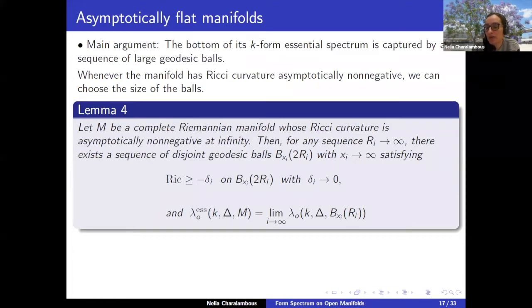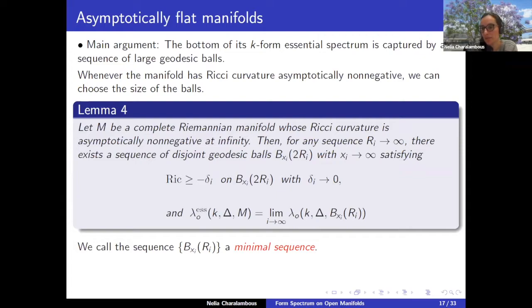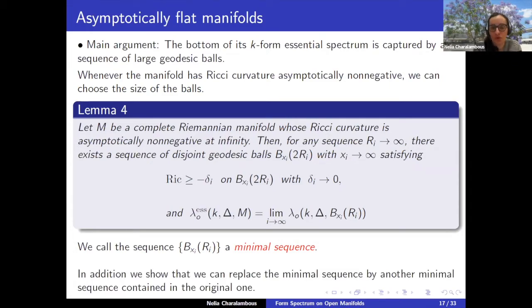And if I look at the first Dirichlet eigenvalue of these large geodesic balls and take its limit, it's going to take me to the bottom of the essential spectrum. I'm talking about K forms now. So I'm going to call this sequence a minimal sequence because it's going to take me to the bottom of my essential spectrum. In addition, over manifolds with Ricci curvature asymptotically non-negative, not only can we choose the radii of this sequence, but we can always replace this minimal sequence by another minimal one contained in the original one. So we can also replace it.